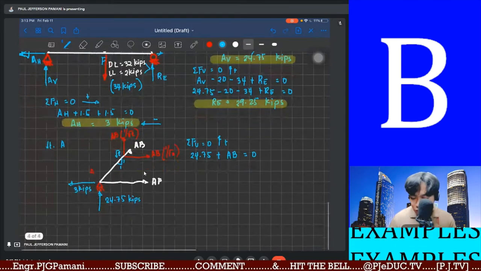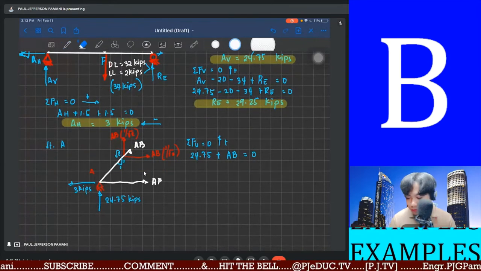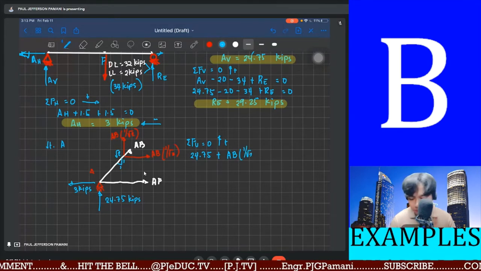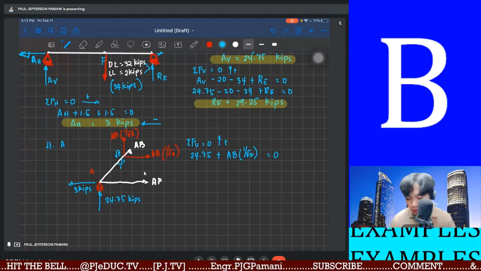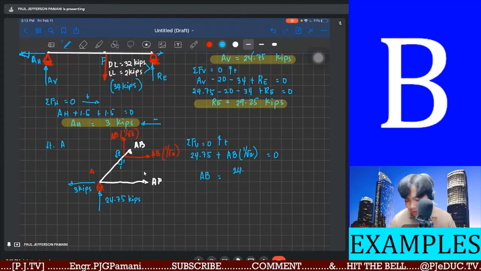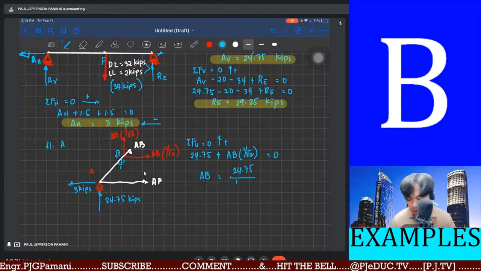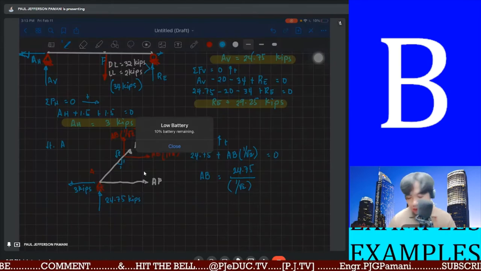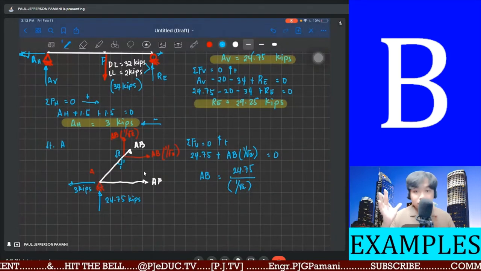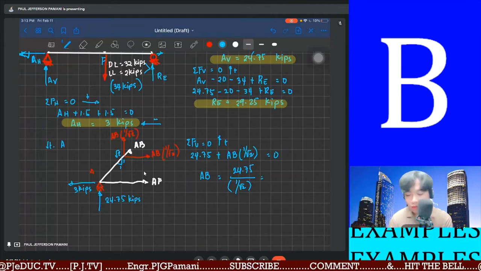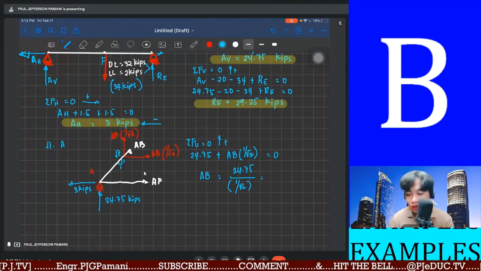So, summation forces vertical. AB vertical component, 1 over square root of 2, equal to 0. Transpose to the other side, therefore, AB is equal to 24.75. Divide both sides by 1 over square root of 2. Nasusundan yan? Yes, sir. Okay. So, we have 24.75 over 1 over square root of 2.